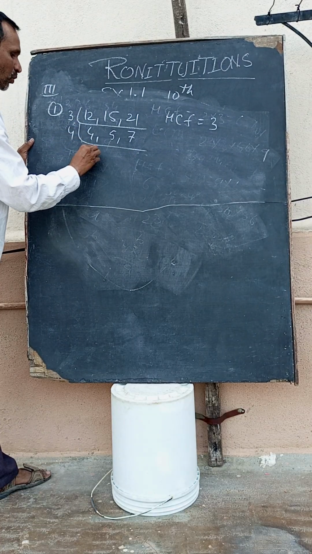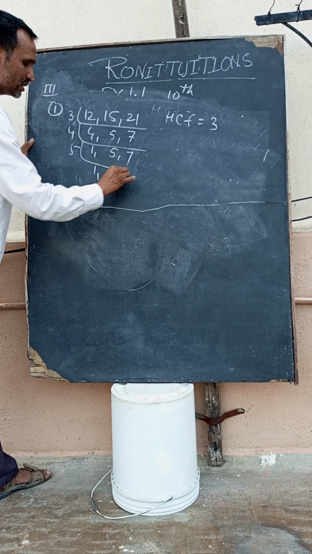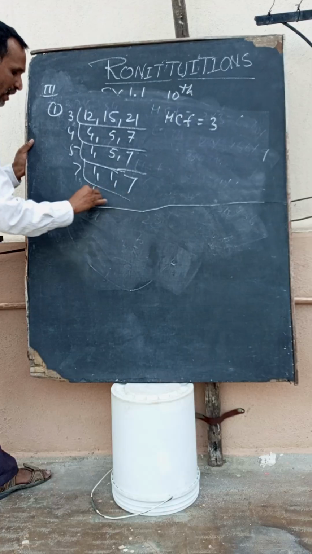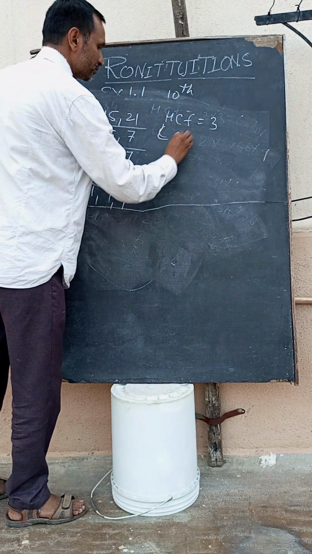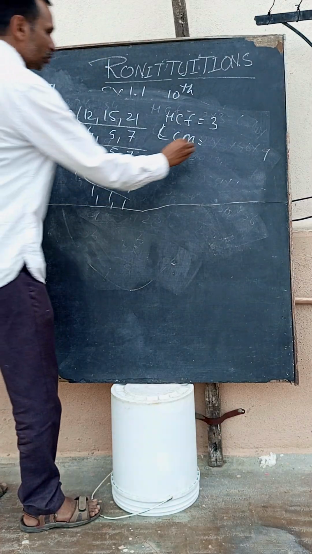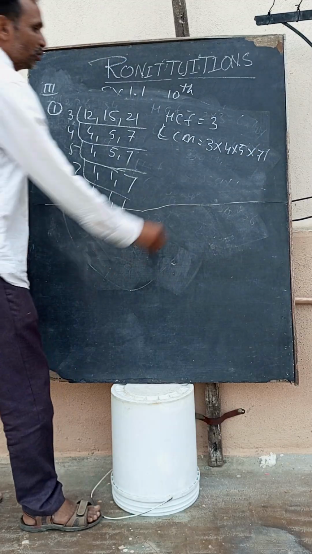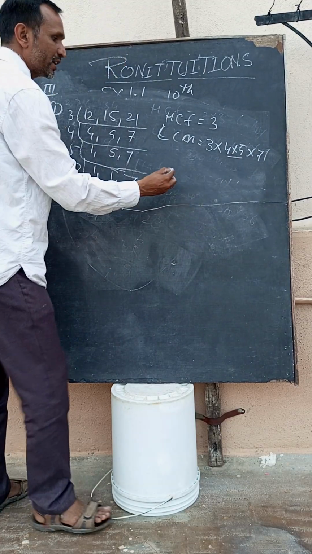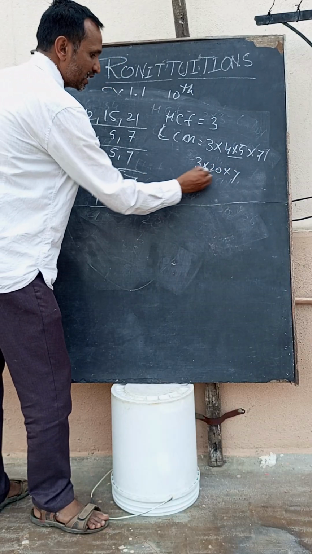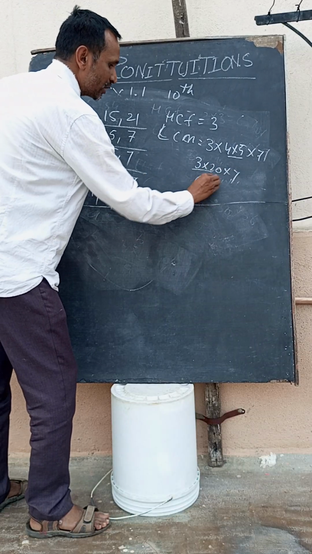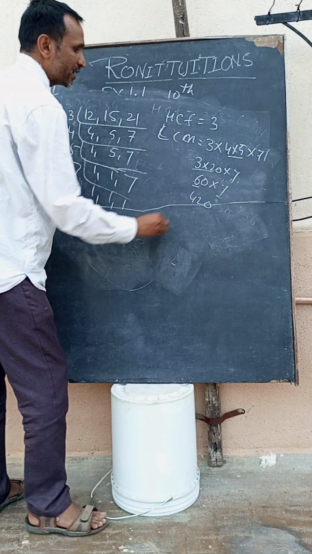For the LCM, we write 4, 5, 7. Again 5 is written as 1, 1, 7. Then 7 written as 1, 1 and 1. So what is the LCM? LCM is equal to 3 into 4 into 5 into 7. Now when we multiply these numbers, 4 into 5 becomes 20. So 3 into 20 into 7. Multiplying, it becomes 60 into 7. Then multiplying, it becomes 420.